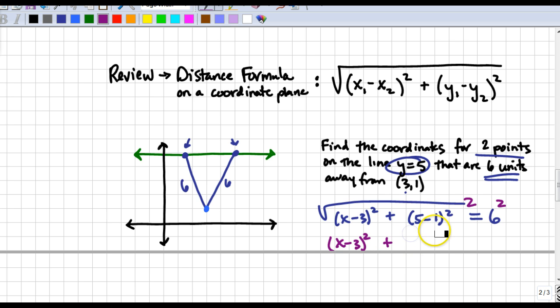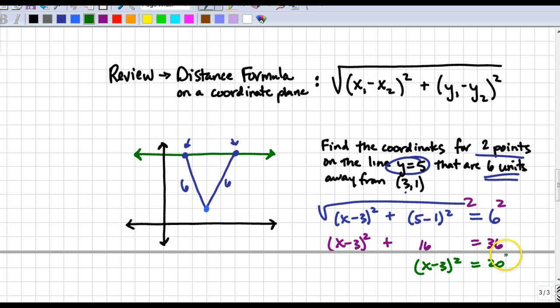That's going to release all of these items so that they're no longer under that radical bar. And let's calculate here. We know that 5 minus 1 is going to be 4, and 4 squared is 16. So we can get that accomplished right away. And 6 squared is 36. So now my goal is to try to simplify and solve for x. So I'm going to move the thing that's further away, which is the 16. I'm going to subtract that from both sides. And so if I subtract that, I'm going to get a 20.